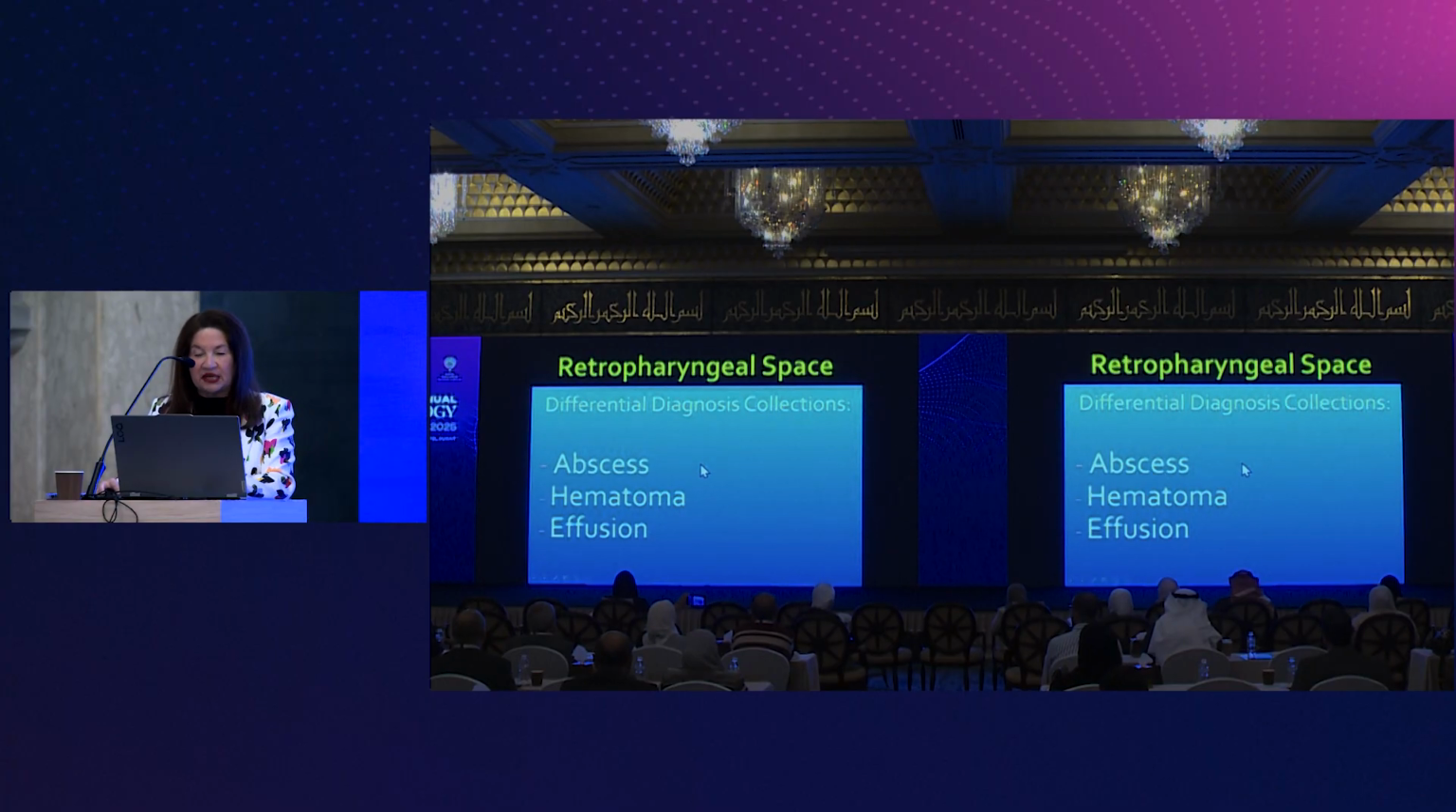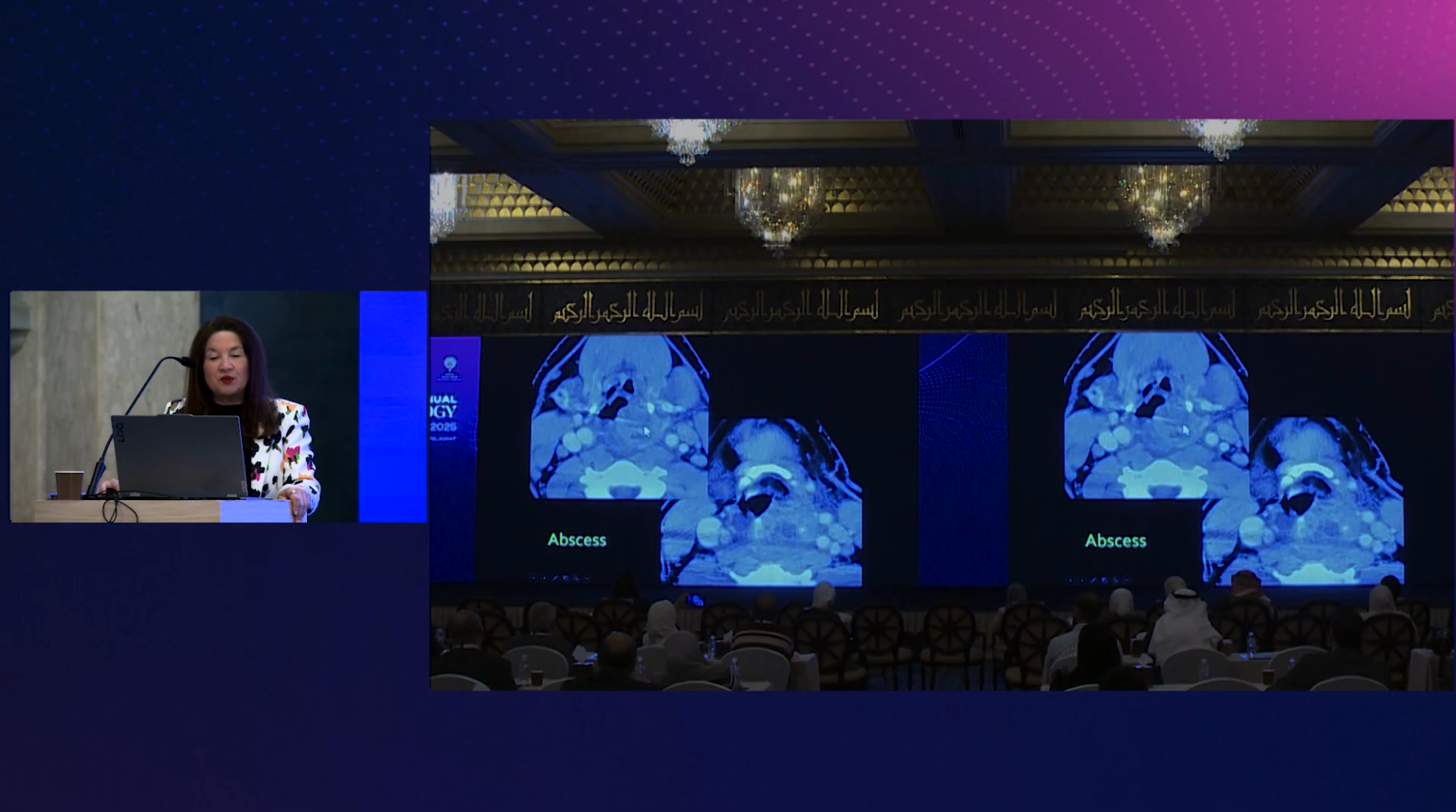So let's first look at collections in the retropharynx: abscesses, hematomas, and a spectrum of different effusions occur there related to pathology and surrounding tissues. So this is the typical abscess.